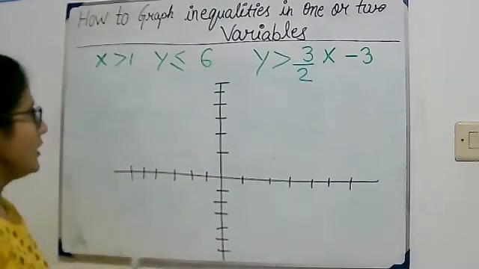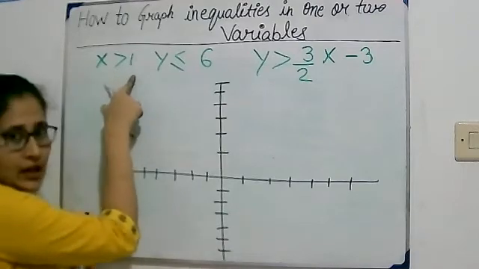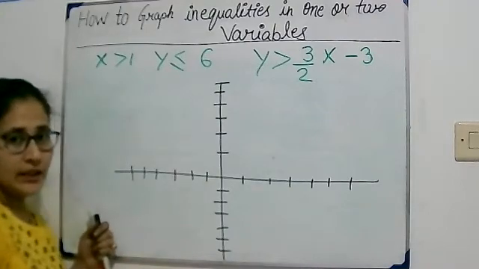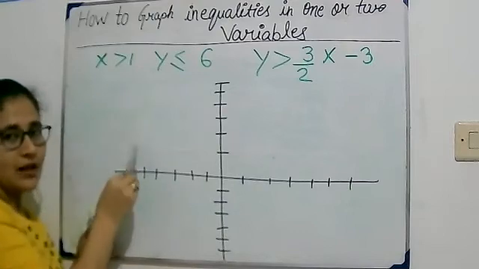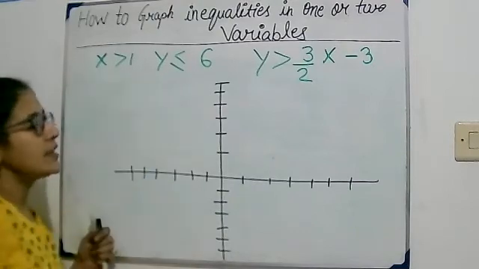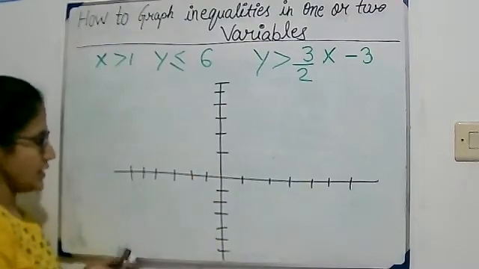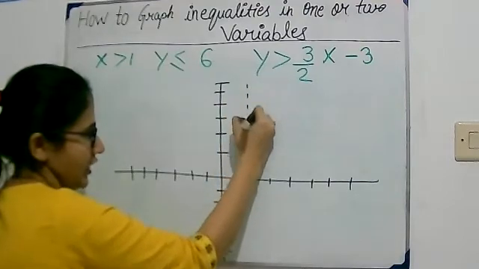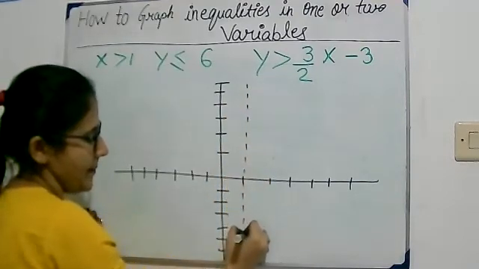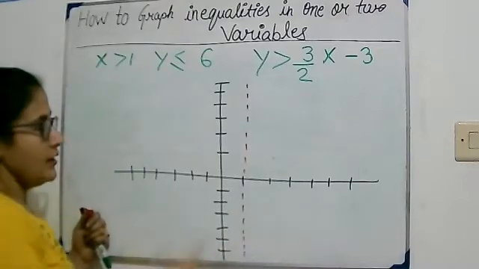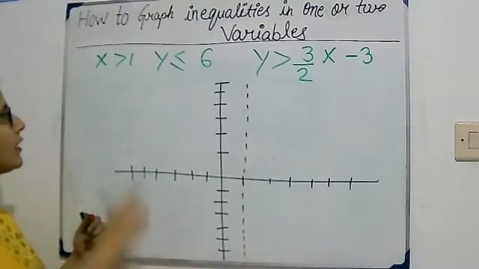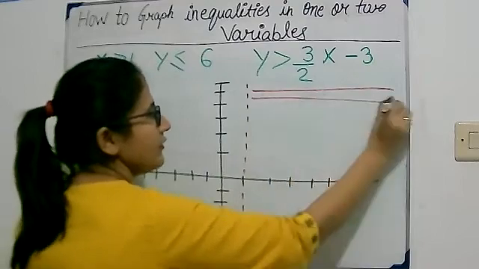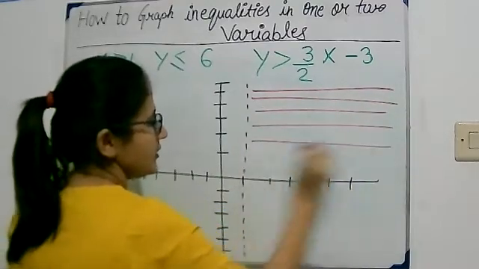See this question. First is x is greater than 1. So x is greater than 1 means this is basically vertical line parallel to y-axis, and this one is the distance from y-axis. So first is line not equal to sign, so we will draw dash line. Don't make solid line. It will be dash line. X is greater than 1, so all values which are greater than 1. We have to shade this region.